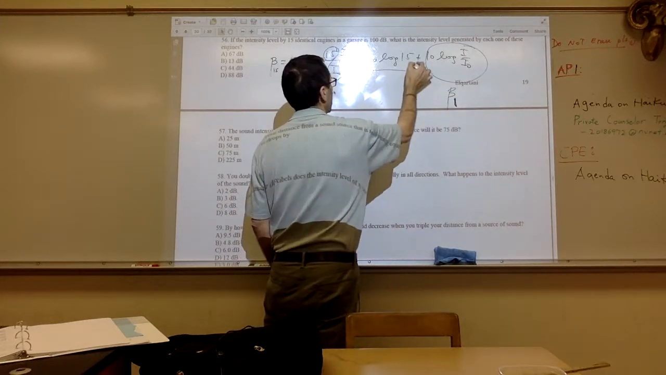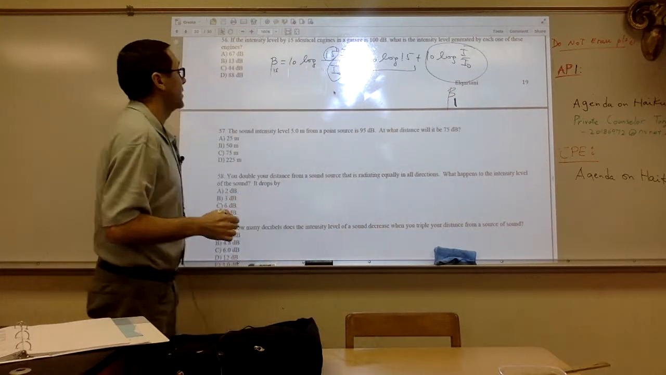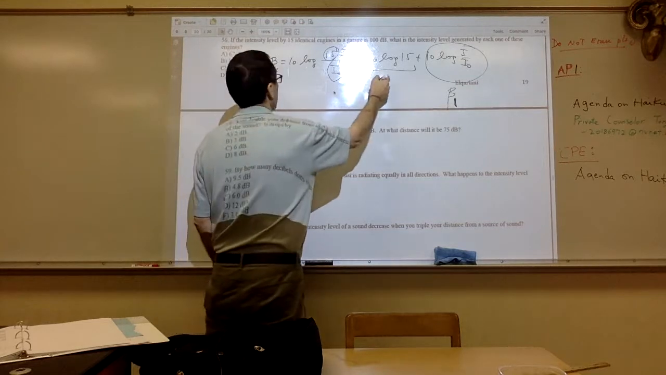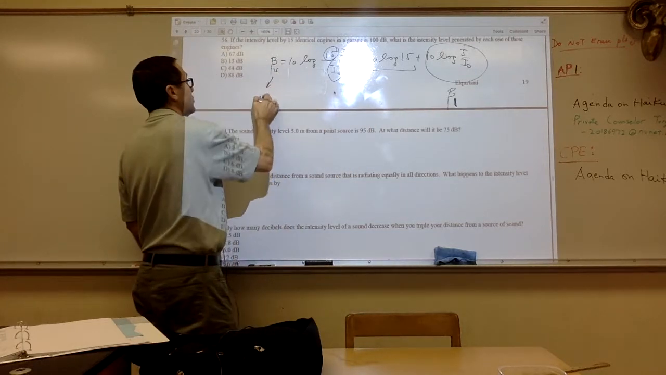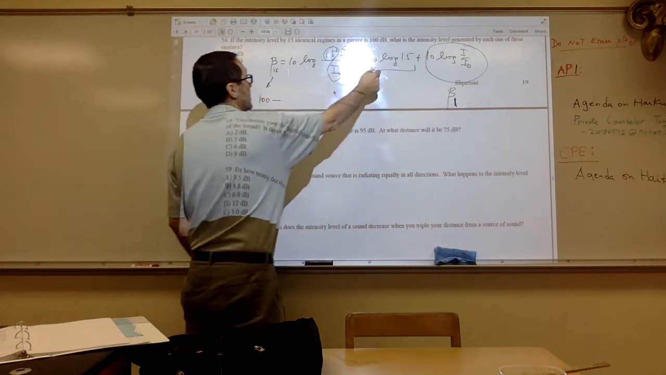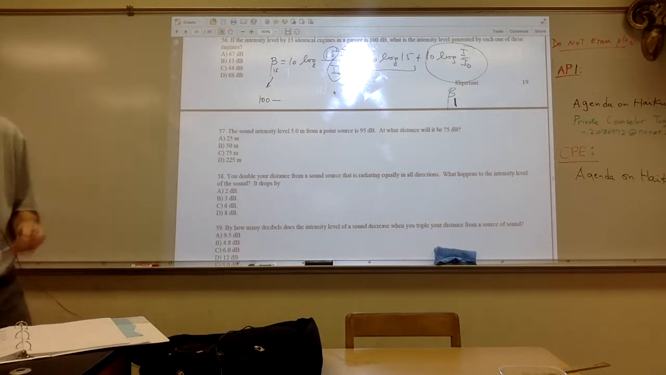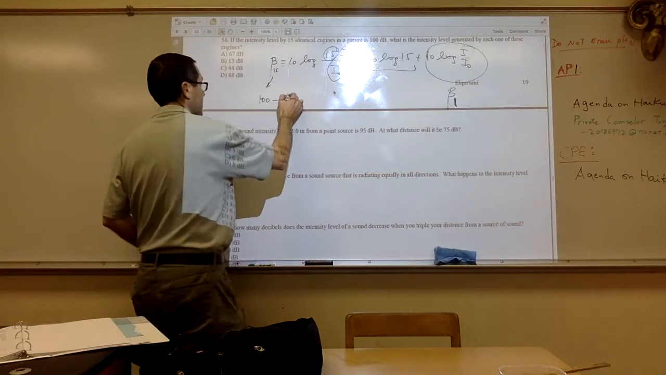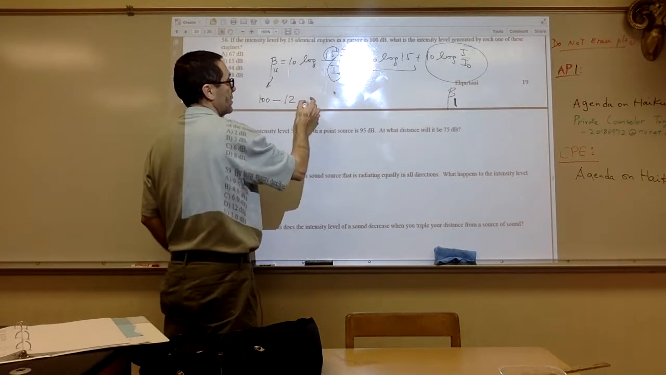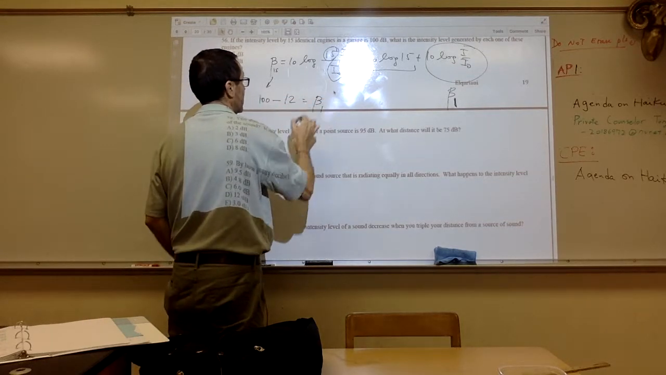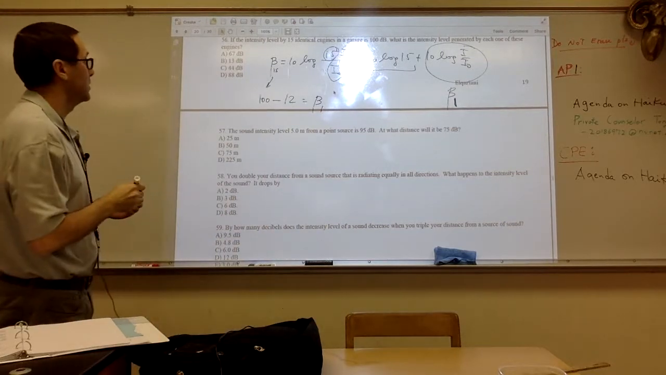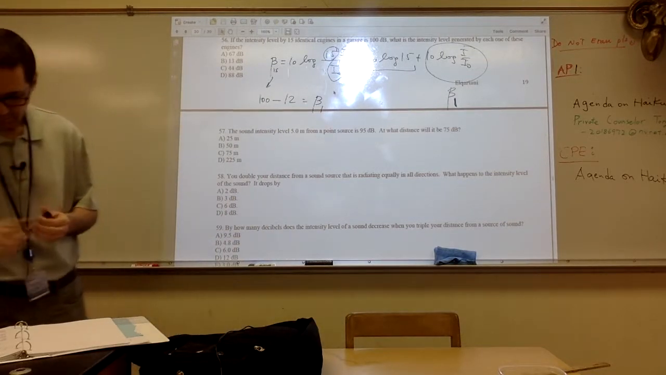So all we have to do now is figure out what this number is, and I know that this is 100, and subtract 10 log 15. And 10 log 15 is 11.76. So we'll say about 12. Okay? That's the beta for 1. So it should be about 88.